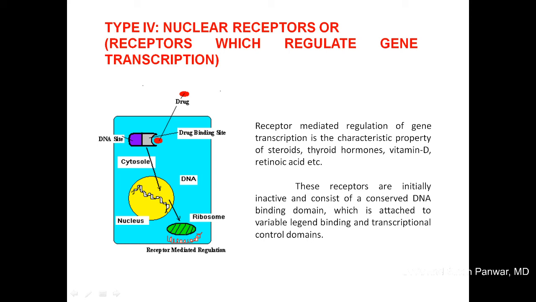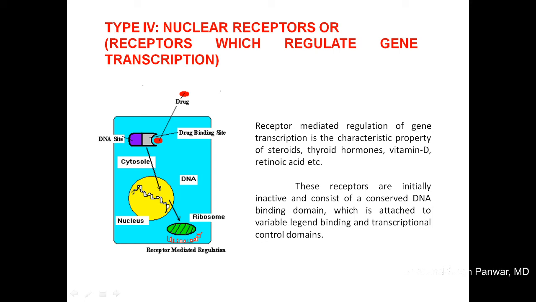These receptors are initially inactive and consist of a conserved DNA binding domain which is attached to a variable ligand binding and transcriptional control domain. On binding with a specific ligand drug, they form an agonist receptor complex which is active.